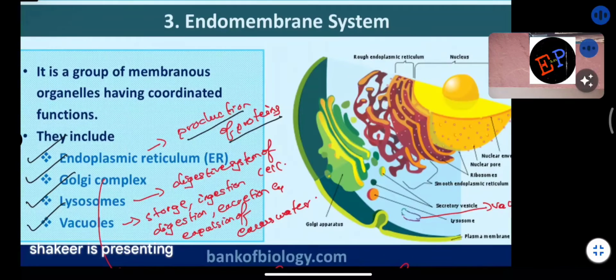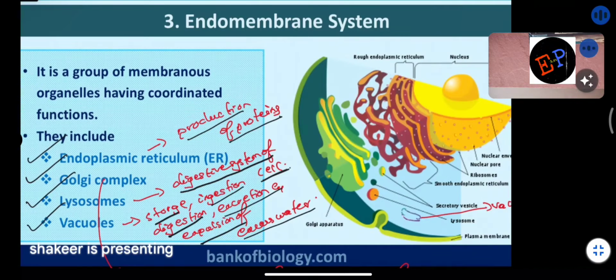So lysosomes. Lysosomes are responsible for the digestion of proteins and different carbohydrates. So what is the function of a lysosome? Digestion. Okay. Next, vacuoles. Vacuoles are responsible for storage, ingestion, digestion, excretion, and expulsion of excess water. So this is the function of a vacuole.